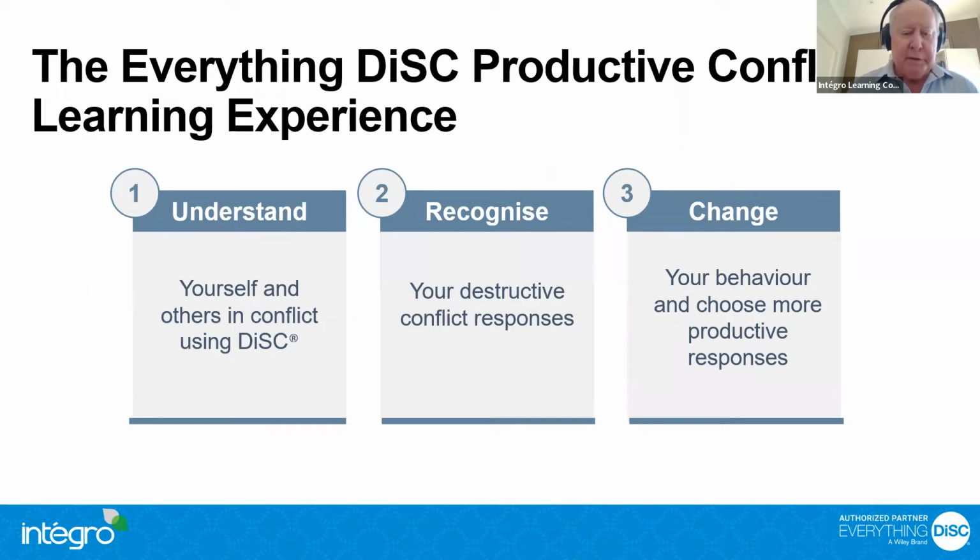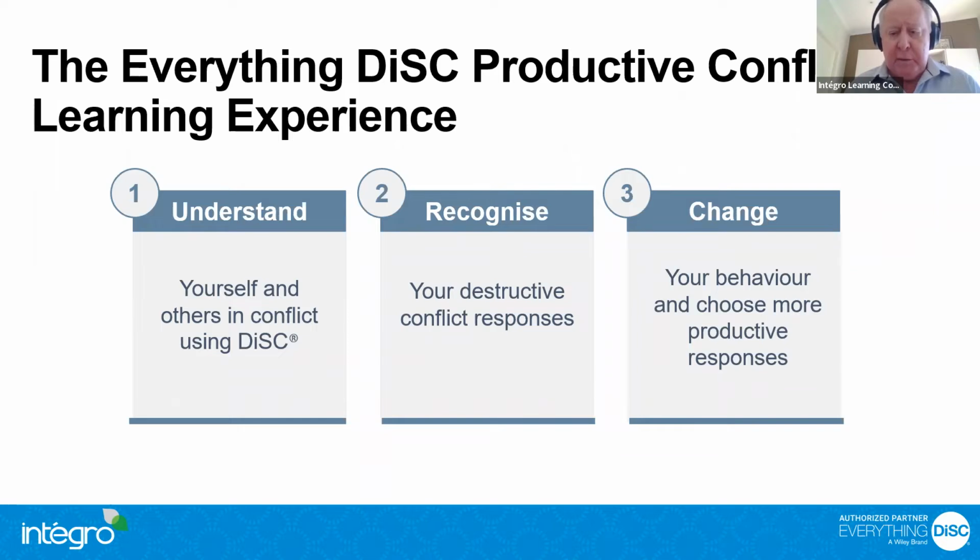If you've studied any neuroscience, you're probably well aware that your amygdala is constantly searching for potential threats. When it spots a threat, it fires off negative emotions, and those negative emotions can then translate into destructive conflict responses. So that's the middle part of the profile and of the workshop. The last part is changing your behavior and choosing more productive responses. The profile provides some really good advice on how you can do that based on your behavioral style. So how does your DISC style affect that?